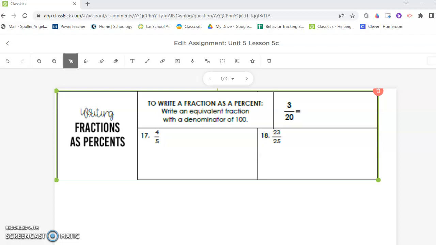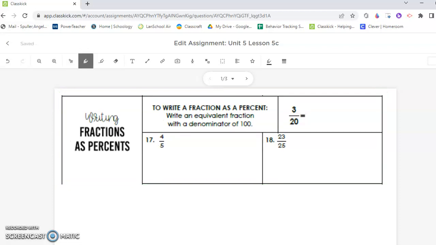So, to do that, let's say 20 times 5 equals 100. And remember, if I do it to the bottom, I do it to the top. 3 times 5 is 15. So this is easy. So then I just say 15%. All right, let's do the next one.